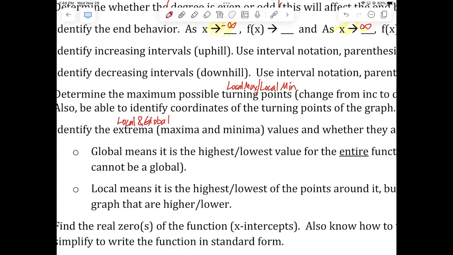There's 2 types. The global means the highest or the lowest value on the entire graph. If it does exist, there can only be 1. You can't have 2 absolute maximum values. It's the king of the mountain or the king of the pit, okay? There's no 2 winners. Now, it doesn't have to have a max or a min. It could be that there's none.